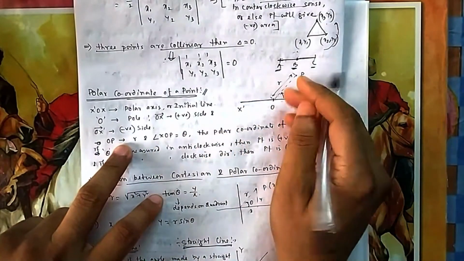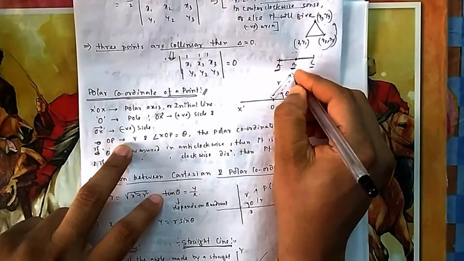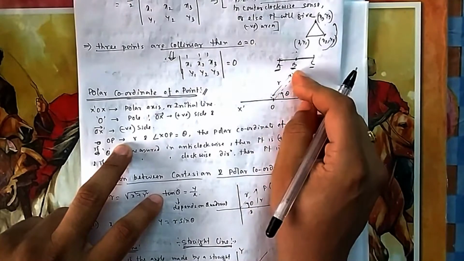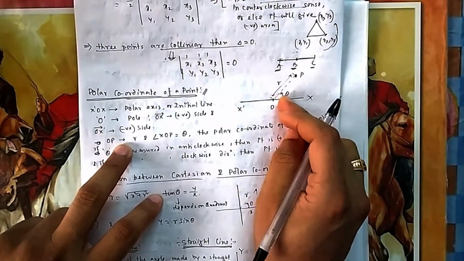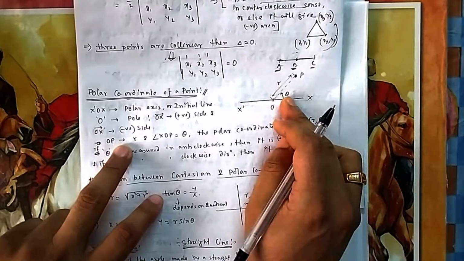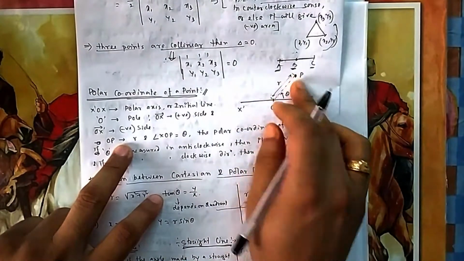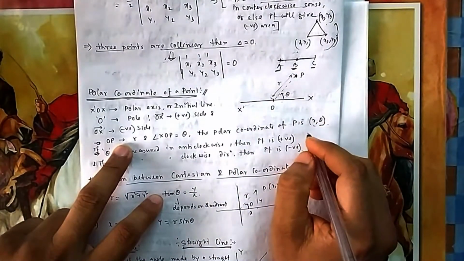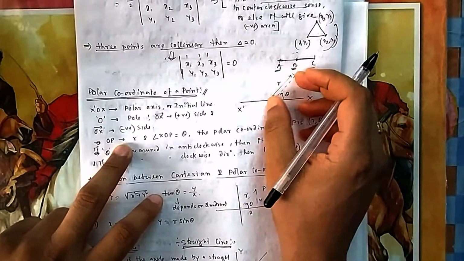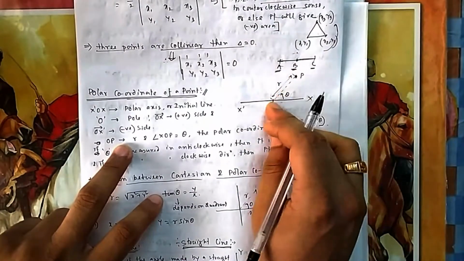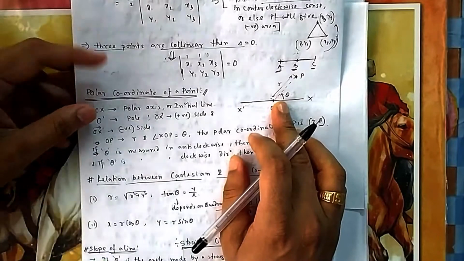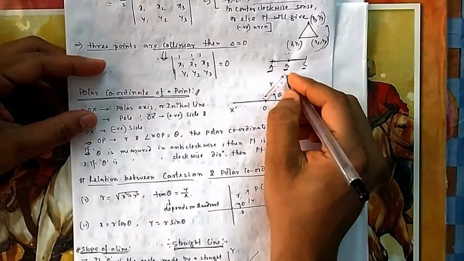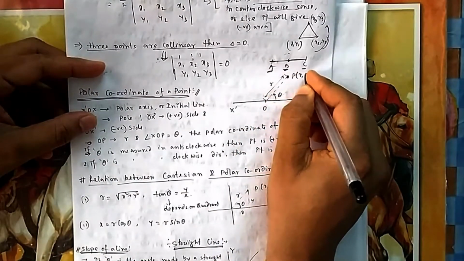Suppose there is a point P, which is at a distance of r units from O, and which is making an angle of theta with the positive x-axis. Then the polar coordinate of P will be r comma theta. So r signifies the distance, and theta locates at what angle it should be with the x-axis. So with this also you can fix this point P.